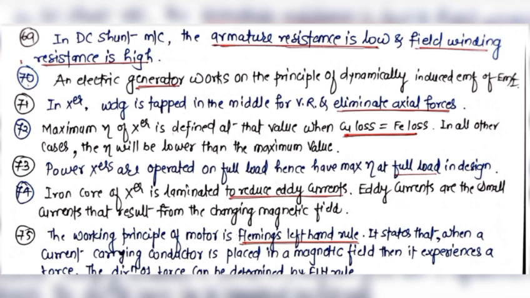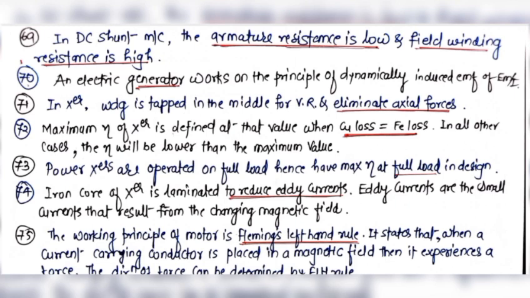An electric generator works on the principle of dynamically induced EMF of electromagnetic induction. In transformer, the winding is tapped in the middle for voltage regulation and to eliminate axial forces.